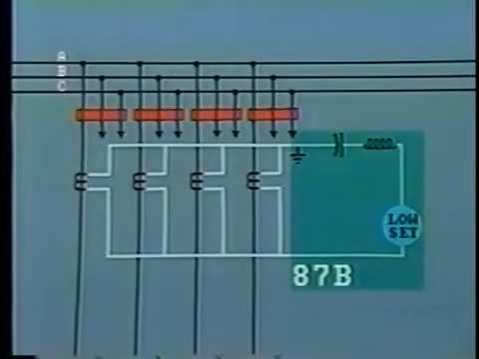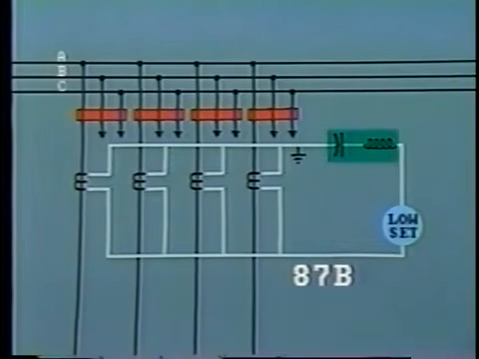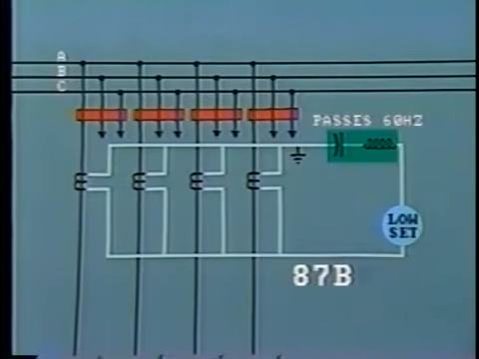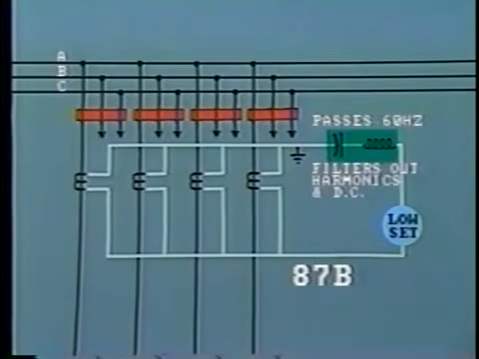In the high impedance differential relay, a resonant circuit is connected in series with the relay operating coil. This is a capacitor and reactor which are tuned to allow the passage of 60 hertz current only. It effectively filters out any harmonics and DC component due to wave distortion.